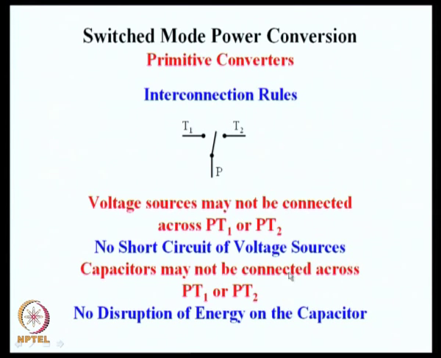In the same way, capacitors may not be connected across PT1 and PT2. The same argument holds. If P is connected to T1 and we have a capacitor between P and T1, the capacitor voltage is short circuited, and the same is true for P and T2. So, these are the two rules as far as the voltage source or capacitors are connected. Voltage sources cannot be connected between P and T1, voltage sources cannot be connected between P and T2, and so also capacitor cannot be connected between T1 and P, capacitor cannot be connected between T2 and P. Okay. This is the first interconnection rule.